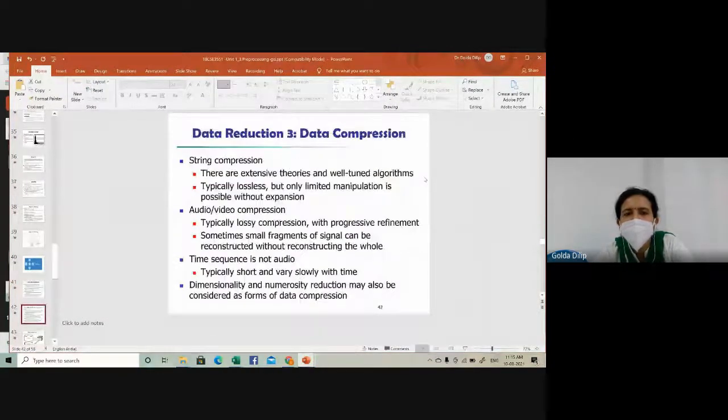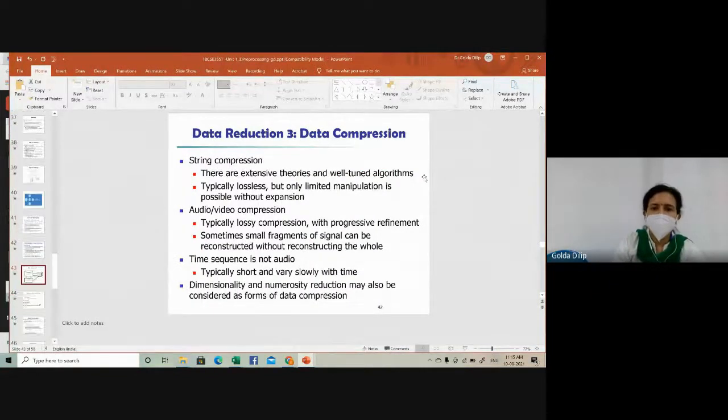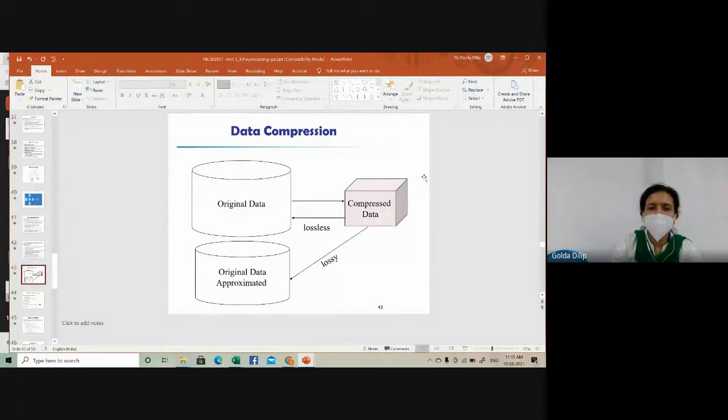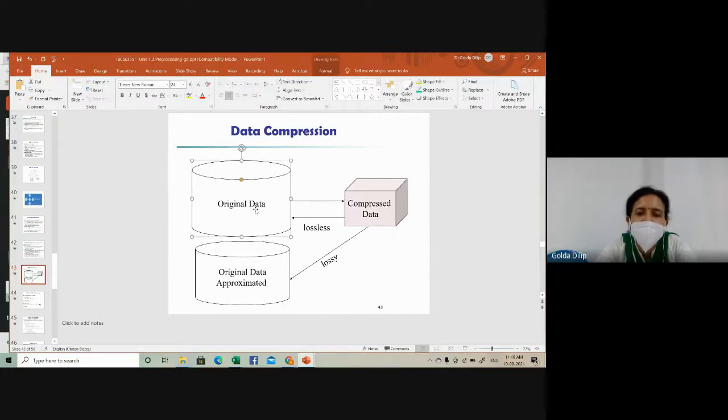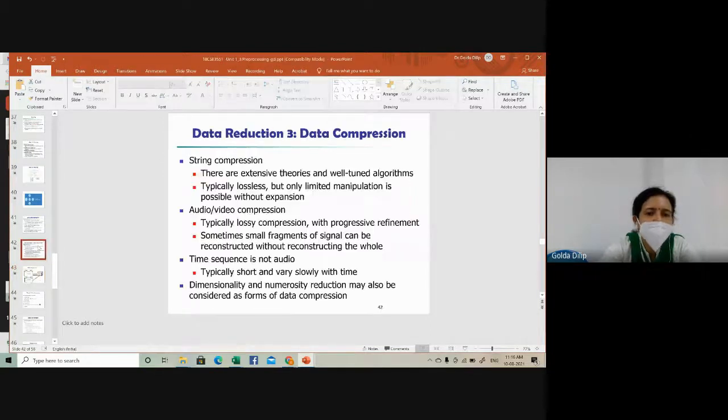The next one is data compression. It can either be lossy compression, where you can see here the original data and the compressed data, so the original data is being approximated. Whereas lossless compression will give you back the original data as such. This can be applied for string compression, audio and video compression, and time sequence data, all these aspects.